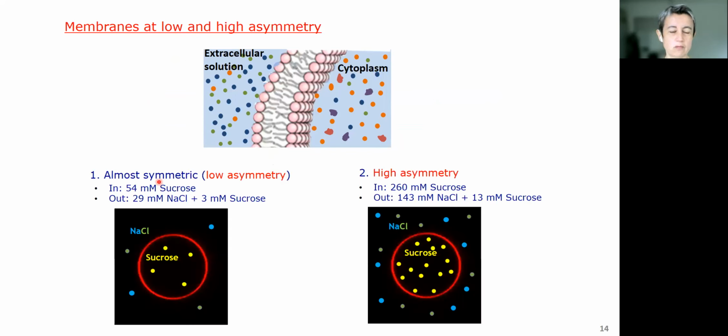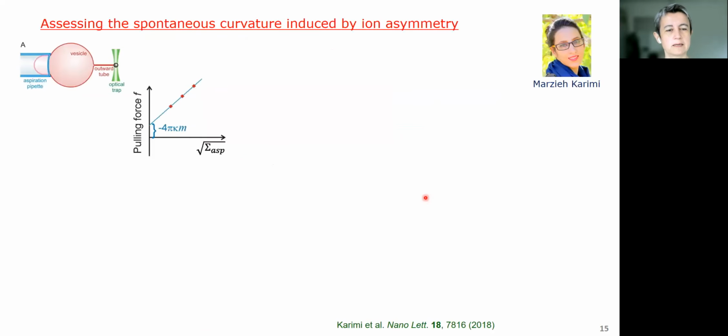And the almost symmetric system was taking giant vesicles with just a little bit of sugar inside and a little bit of salt, and comparing it to a system where you have a lot of sugar inside and isotonic concentrations of sodium chloride outside, at concentrations which are physiological, 150 millimolar.